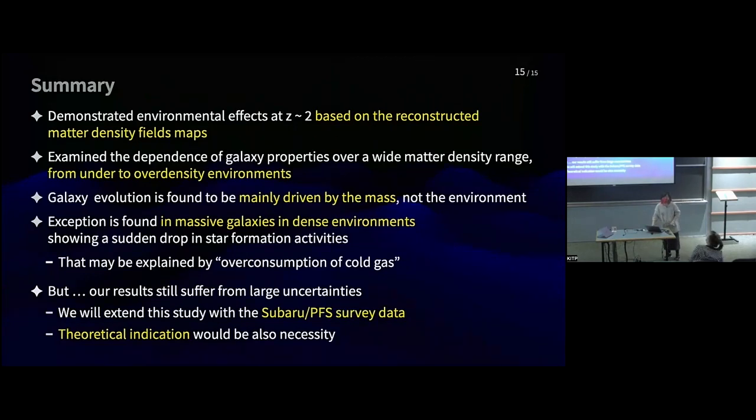Okay, this is a summary of my talk. We investigated the environmental effect on galaxy evolution based on the matter density itself for the first time at redshift 2. And then we obtained those results. However, we actually suffer from large uncertainties due to the limited sample with spec-z estimates. So we will extend this study with the PFS survey and hopefully give a solid conclusion in the future. Okay, thank you very much.